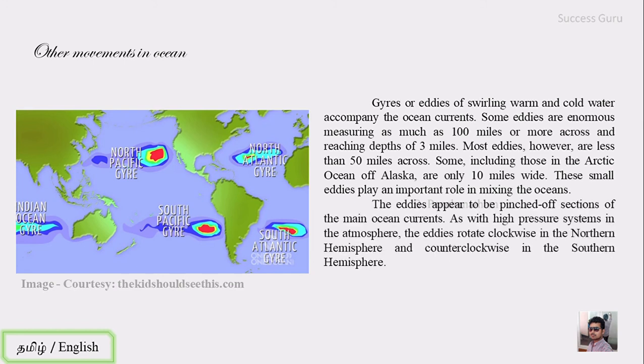And the eddies appear to be pinched-off sections of the main oceanic current, but they are actually driven by the oceanic current itself. As with a high pressure system in the atmosphere, the eddies rotate clockwise in the northern hemisphere and counterclockwise in the southern hemisphere. I hope I explained a few of the important things about this oceanic circulation.